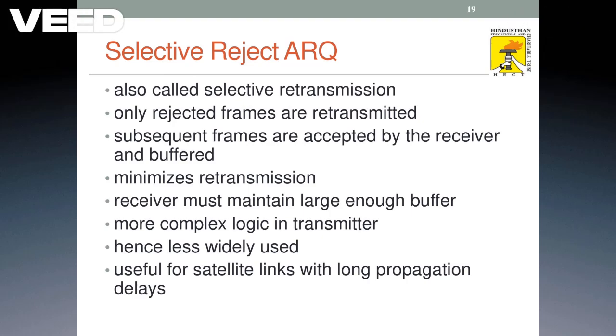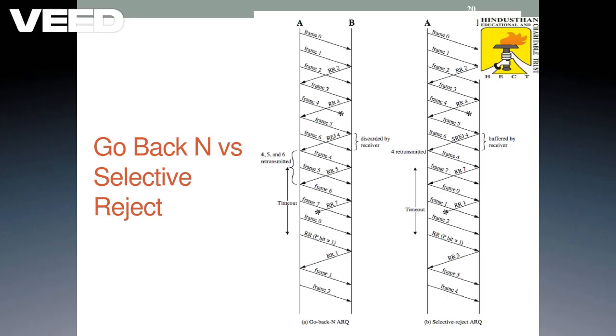It requires more logic, so it is less widely used. It is mainly used for satellite links and long propagation delays. This is a sample comparing go back N versus selective reject.